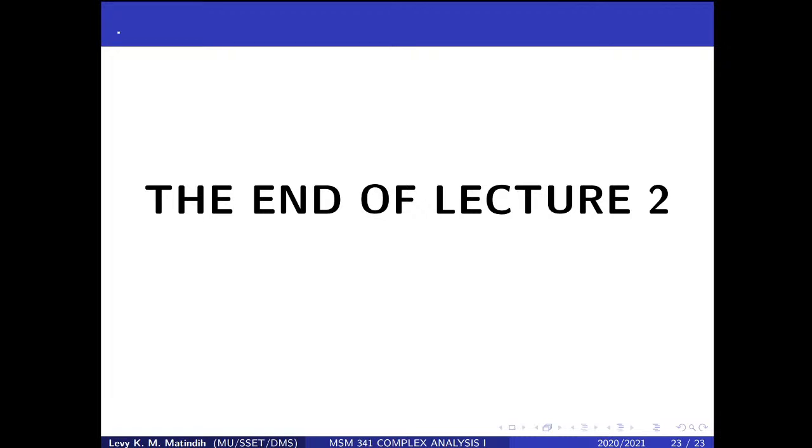When we meet next time, we are going to look at other components, things to do with De Moivre's law, and also issues to do with finding the roots of a given complex number. That will be in lecture number 3.